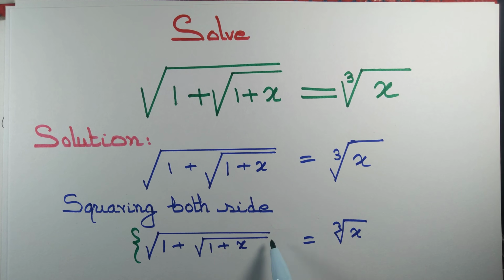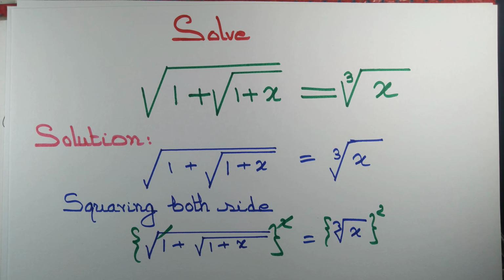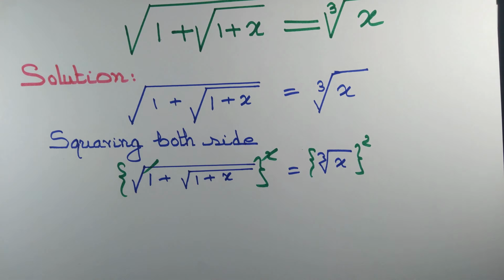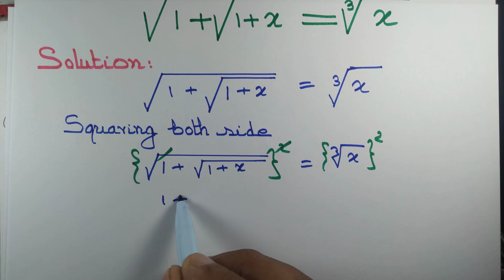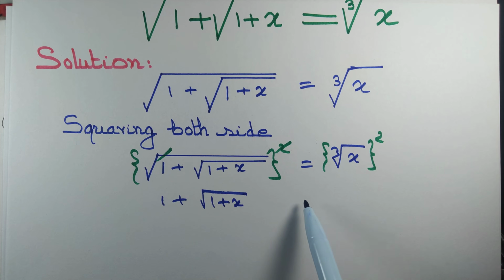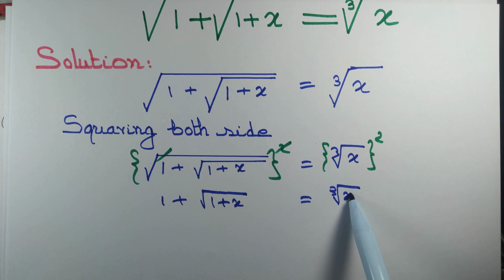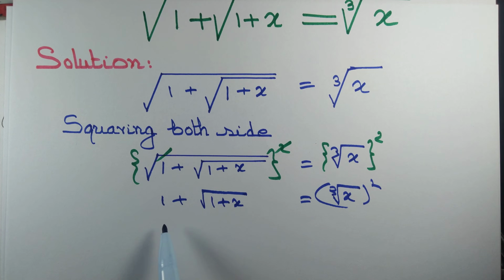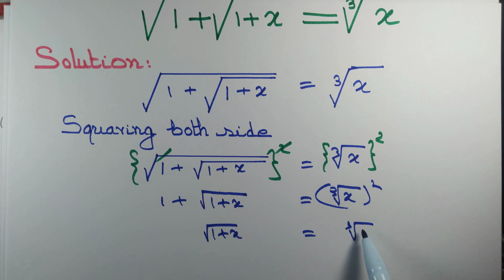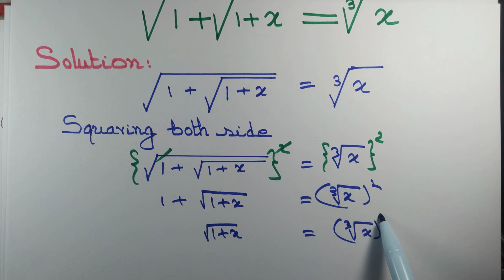When we square it both sides, root and square will get cancelled, and this side we will have cube root of x whole thing square. So the equation can be written as 1 plus square root of 1 plus x equal to cube root of x whole thing square. Let's take this number 1 to the right hand side. So we obtain 1 plus root over 1 plus x equal to cube root of x whole thing square minus 1.